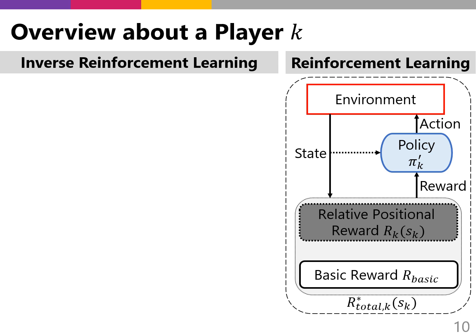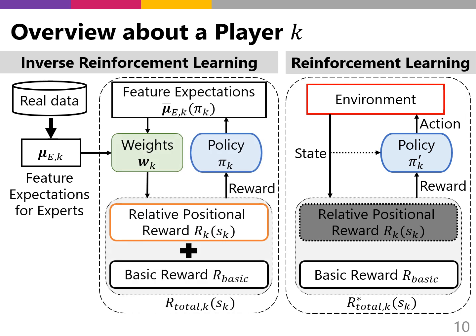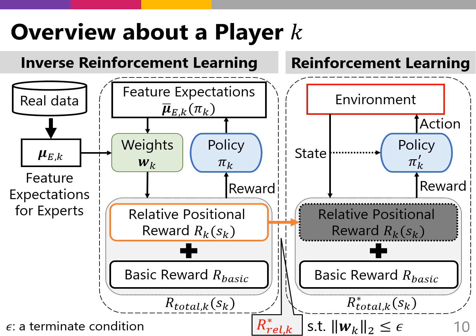There are two main steps to get a relative positional reward function. First, we calculate the expected value of state features from real data. These expected values are expert information and are not changed. Then we optimize the weights of the reward function using inverse reinforcement learning while updating a policy by using reinforcement learning in a simulation environment. Once the reward function has been successfully learned, we train solely the reinforcement learning model.